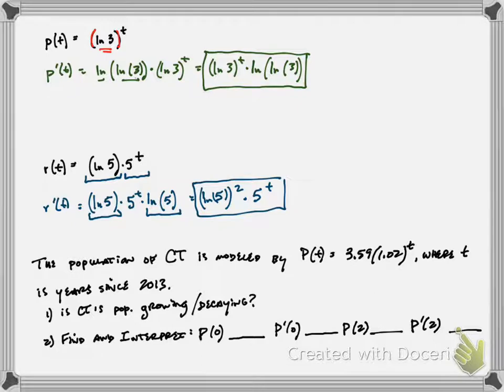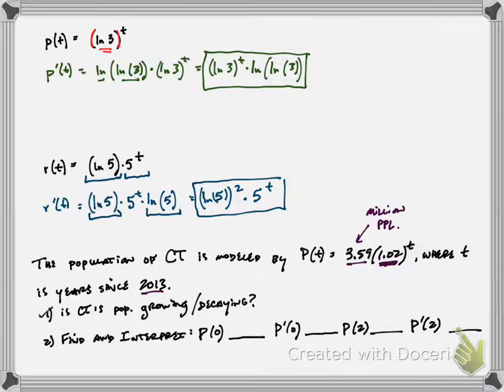All right, let's look at a word problem. I want you to see this in real-world context. So the population of Connecticut is modeled by P of t is equal to 3.59 times 1.02 to the t, where t is years since 2013, and we'll call this million people in Connecticut. So 3.59 million was the initial value in 2013, and the population of Connecticut is growing because this 1.02 is greater than 1. That tells us we've got exponential growth, and we'd say it's growing at 2% per year. That's its annual growth rate.